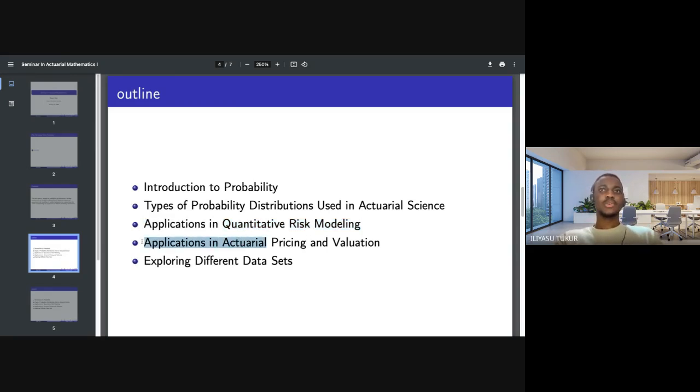Okay. So here we look at application in actuarial pricing and valuation. This I already explained. I mentioned how we are going to apply this data in actuarial pricing. Mostly pricing. So if we talk about pricing, it could be anything. But what we are going to focus on is pricing insurance product. Mostly insurance product. Because it's applicable, you can decide to price other things, just that the model will be different.